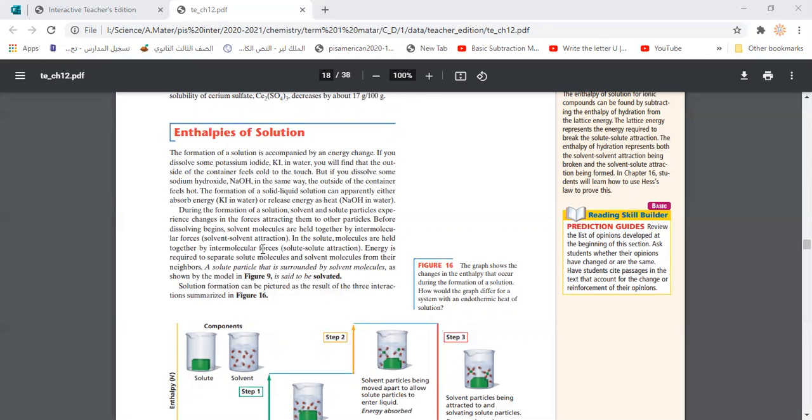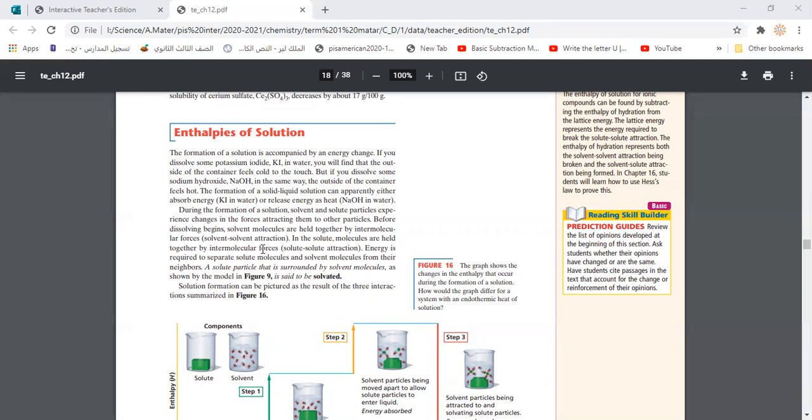When you dissolve potassium iodide, KI, in water, you're going to find that the beaker you are dissolving in feels cold. That means the surface of the container is cold, which means this kind of solubility absorbs energy. While once you dissolve the same amount of sodium hydroxide, you're going to feel that the beaker or the container feels hot, which means energy is released. So this clearly represents a difference in energy.